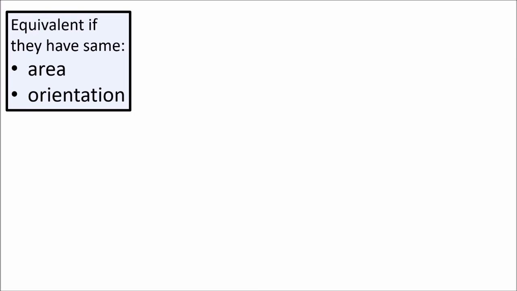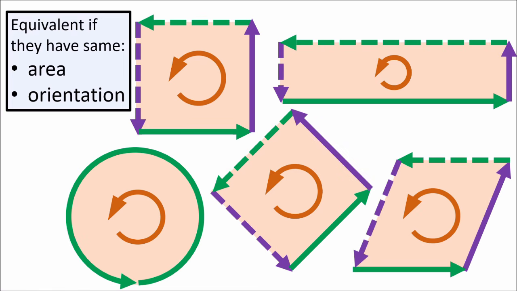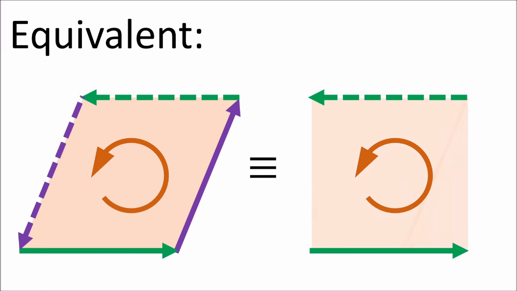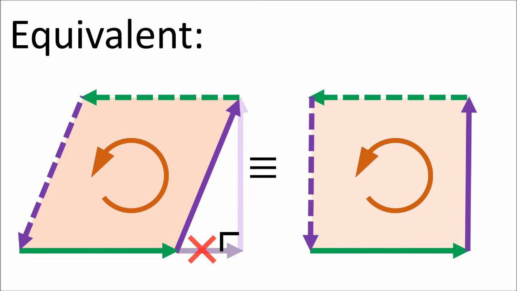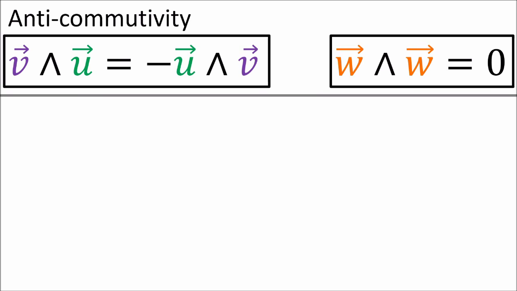It doesn't matter if we draw the areas as squares, rectangles, parallelograms, circles, or some other shape. And the angle or rotation of the shape also doesn't matter. For example, any bivector drawn as a parallelogram can be redrawn as a rectangle. The portion of the wedge product involving parallel vectors goes to 0, so we only need the orthogonal portion of the vectors.